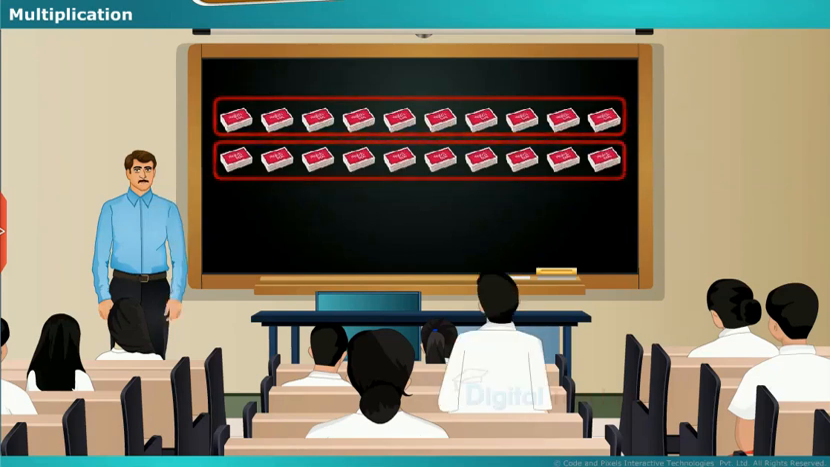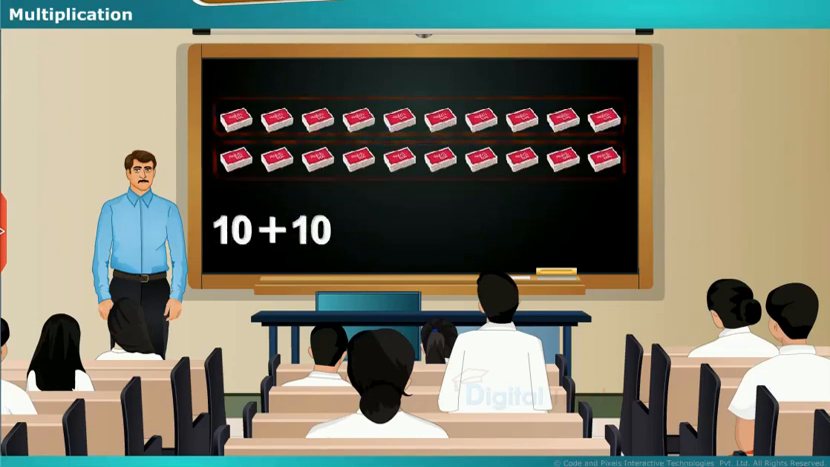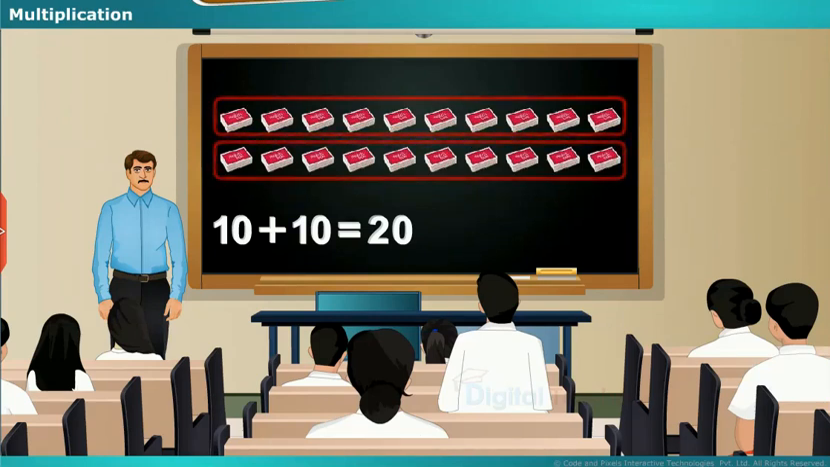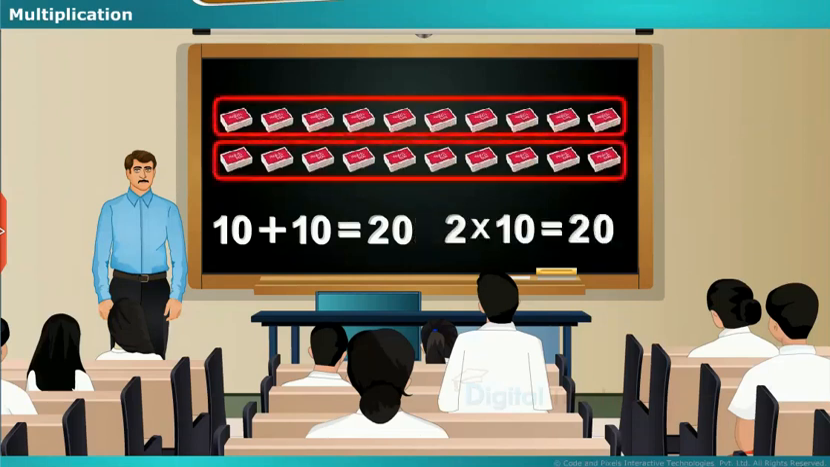There are 10 matches in each row. Their total is 10 plus 10 is equal to 20. It means adding 10 2 times. And also, it means there are 10 matches in each of the 2 rows. We can write it as 2 into 10 equal to 20.